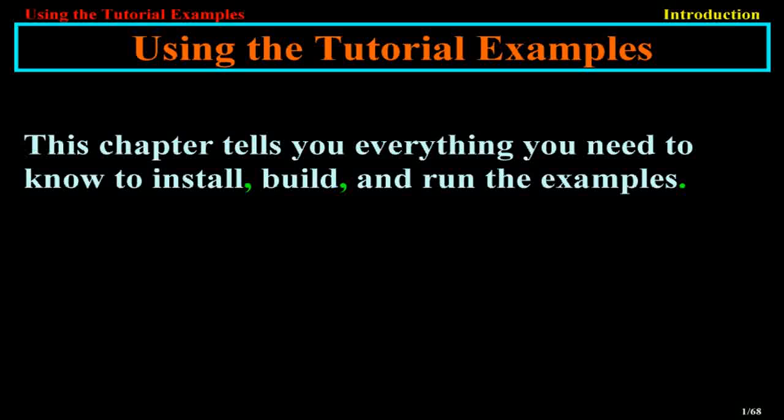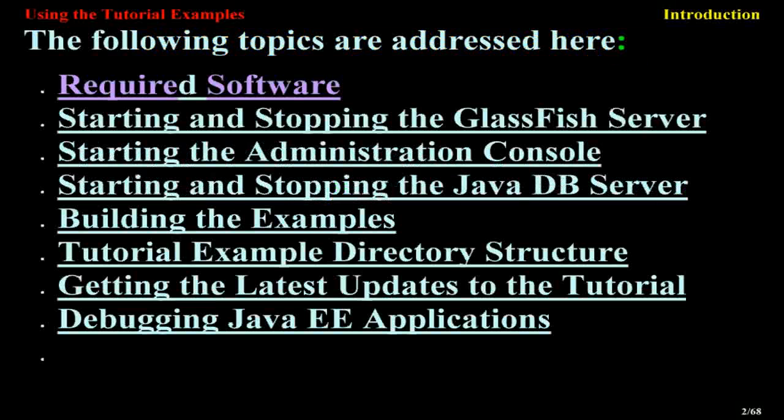Using the tutorial examples. This chapter tells you everything you need to know to install, build, and run the examples. The following topics are addressed here: required software, starting and stopping the GlassFish server, starting the administration console, starting and stopping the Java DB server, building the examples, tutorial example directory structure, getting the latest updates to the tutorial, debugging Java EE applications.